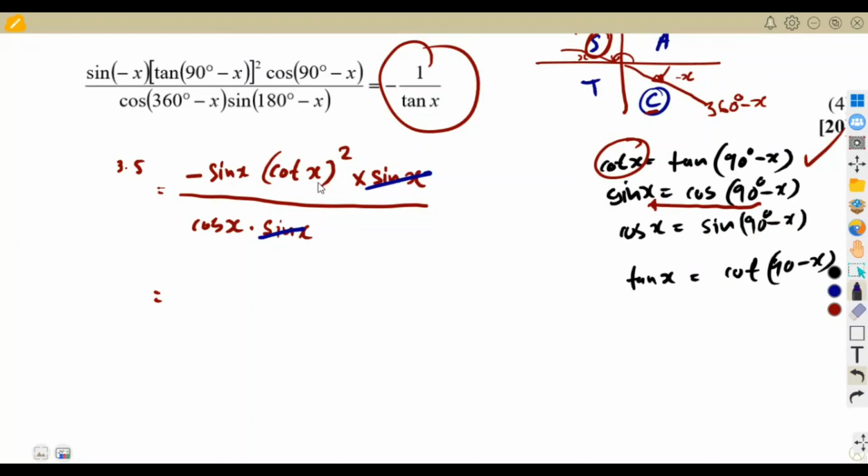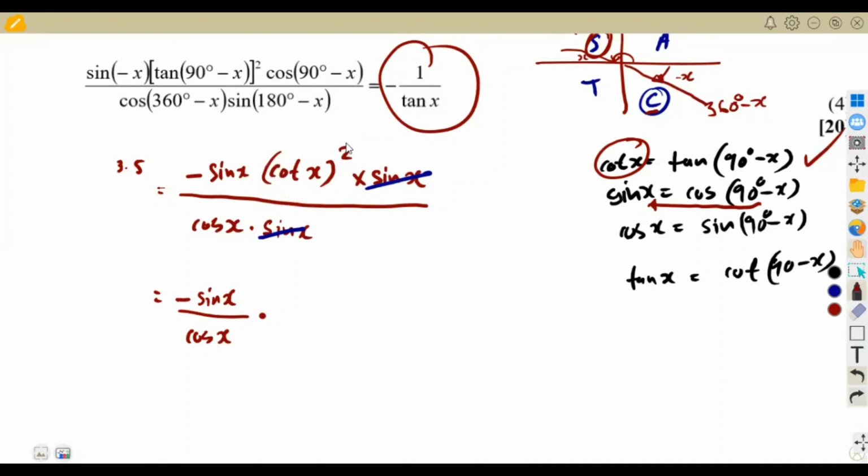We can even simplify this here. Negative sine over cos, which is tan, but because there's a cot there, it's going to be difficult for us now to change this, but you can even work it in the way that you understand. So this is a trick, guys. We can just leave it like that, which is negative the sine of x over the cosine of x, multiplied by the cot squared of x.